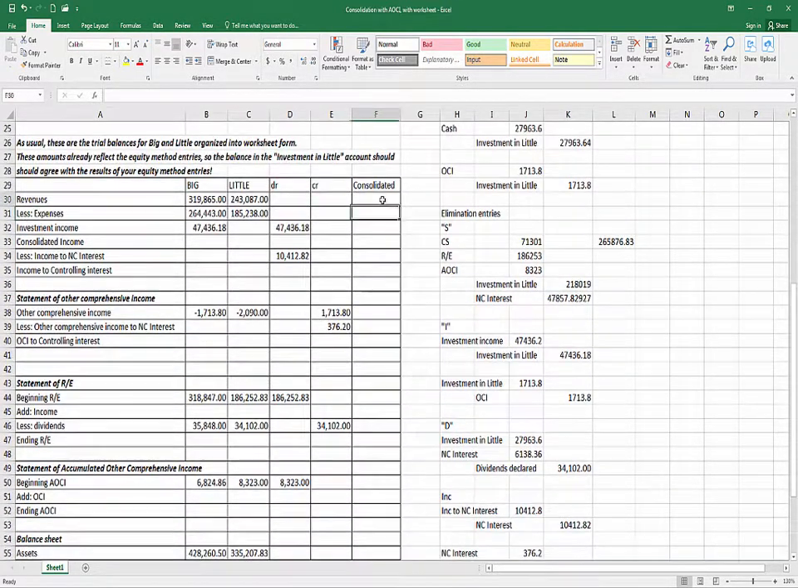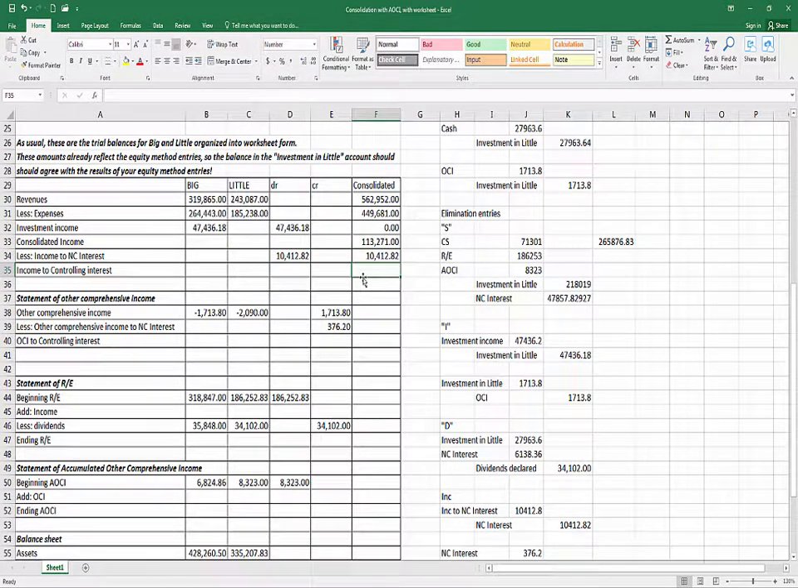So let's go ahead and work through these. Revenues, we simply add across. Expenses, we simply add across. Investment income, if you want to add that across just as a formality, this is a credit offset by a debit. Consolidated income, we work our way down as we always do. So revenues minus expenses is our consolidated income.